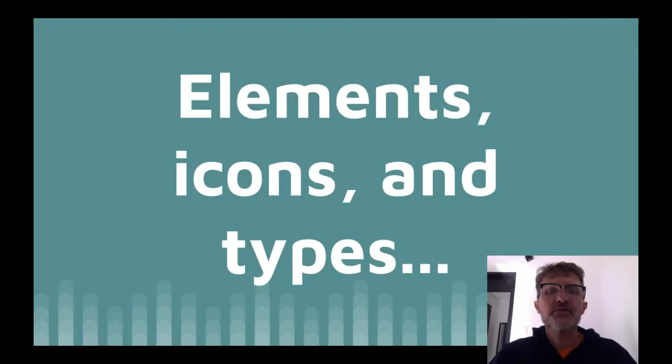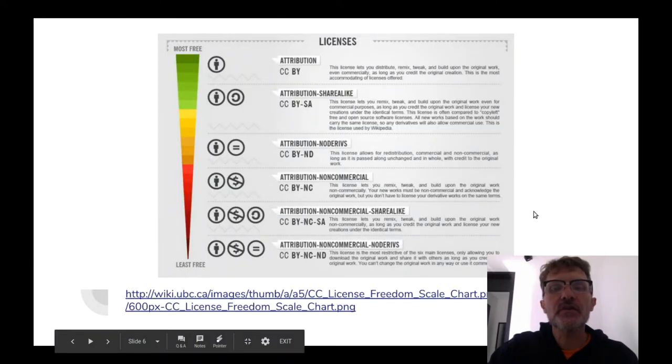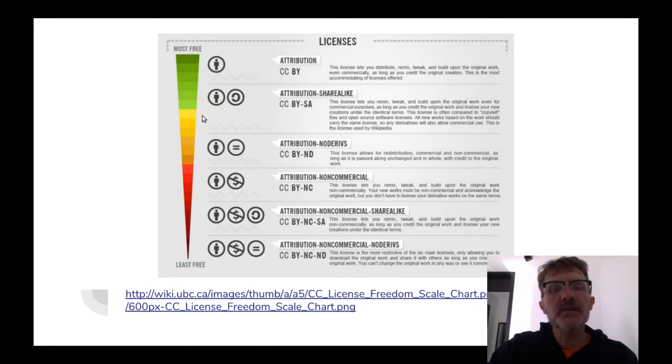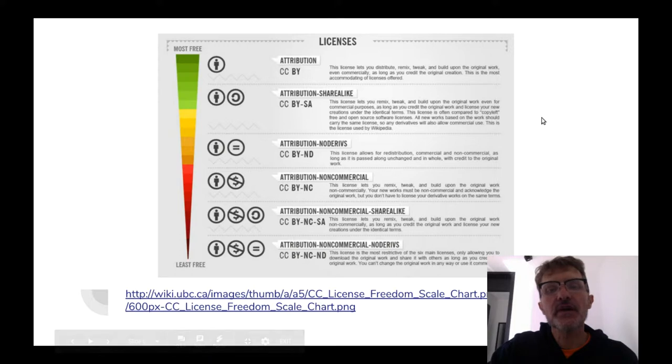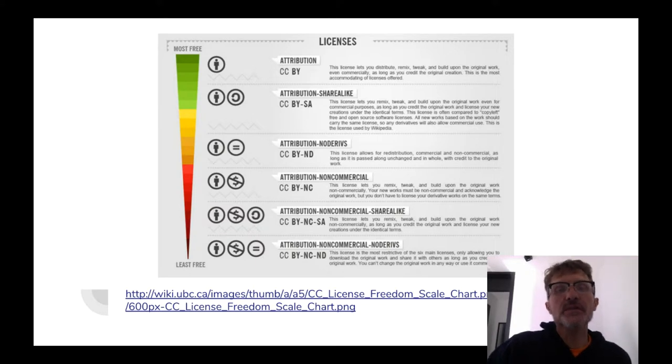Now let's consider different elements, icons, and types of Creative Commons license. The six different types of Creative Commons licenses, you'll see that they rank from the most free to the least free. And of all the six types of Creative Commons license, there are four different elements that one should consider when deciding on which of the six types of Creative Commons license is the most appropriate.